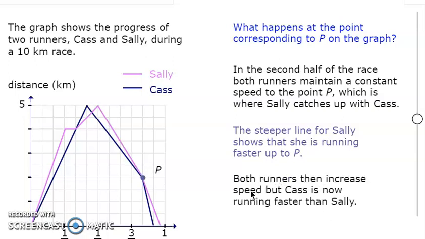Both runners then increase speed, but Cass is now running faster. Now at this point, who is running faster? This one is steeper. So now Cass is running faster.